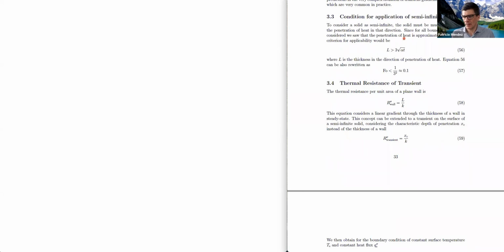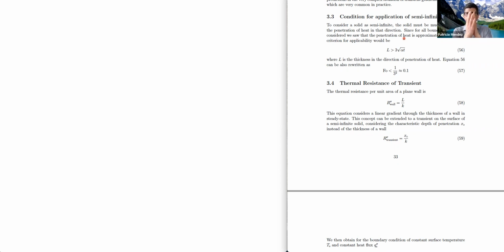Now, we said that nothing is semi-infinite. That doesn't exist, it's a lie. But we said this very often is a really good approximation. So the question is, when? When is it a good approximation? And it's a good approximation when we say that the solid is bigger than the penetration of heat.